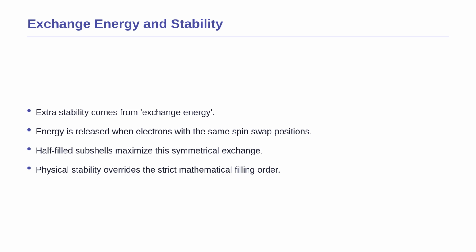This is the energy released when electrons with the same spin swap positions within degenerate orbitals. A perfectly half-filled d subshell has maximum symmetry and maximum exchange energy, making it incredibly stable. This extra stability is so powerful that it compensates for the energy required to promote an electron from the s orbital. It is a beautiful reminder that in chemistry, physical stability always overrides simple mathematical guidelines.